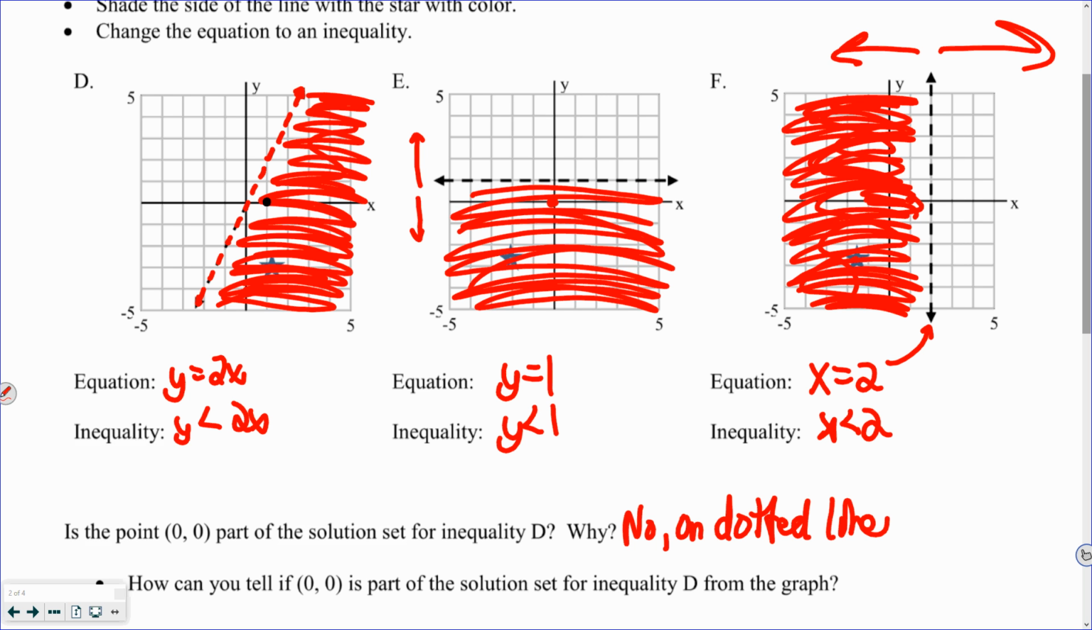So it says, how can you tell if (0, 0) is part of the solution set for inequality D? Well, you can check to see if it's in the shaded region. But it's on a dashed line. You can't really tell if it's in the shaded region or not, because that point is right here. But since it's on the line, no, it doesn't work, because it's on the line, and the line is dotted.